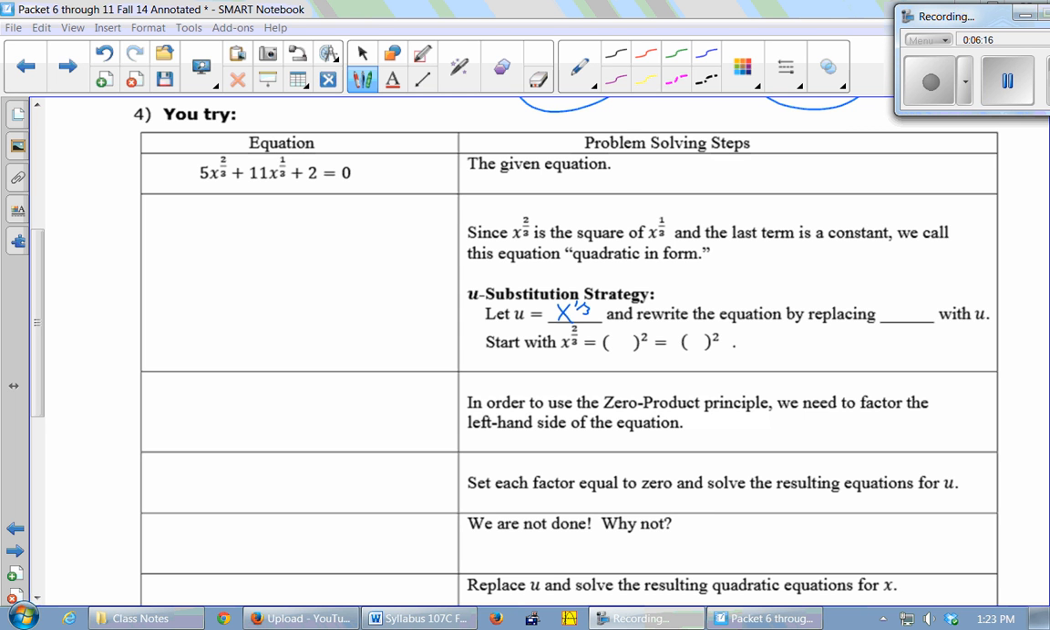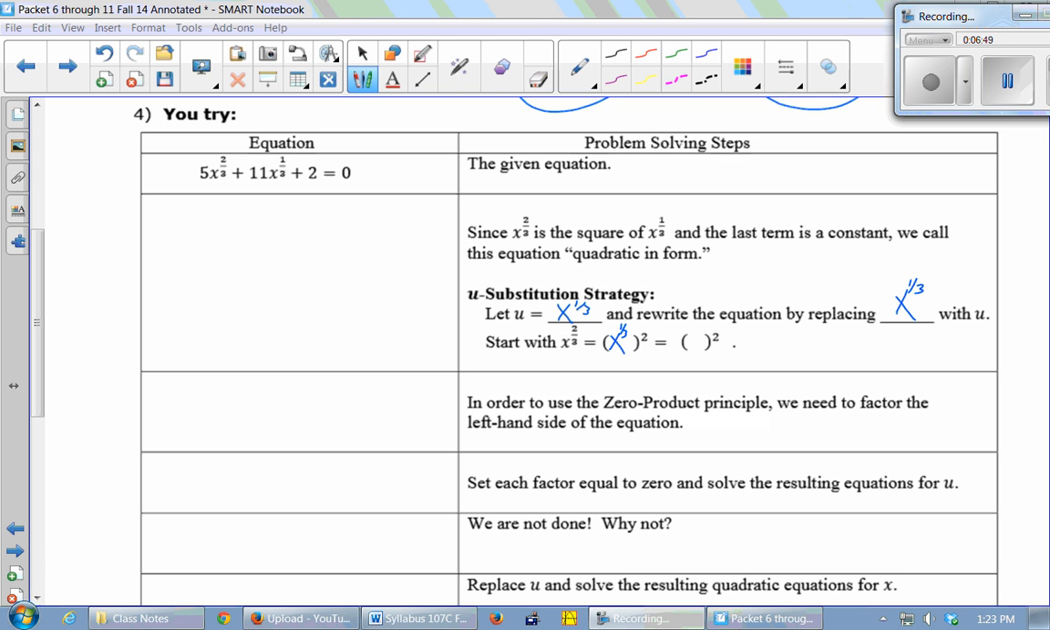And the whole purpose of doing that is that now, every time there's an x to the 1/3 in my equation, I can replace it with a u. So this is going to simplify things. So start with x to the 2/3. X to the 2/3 is the same thing as x to the 1/3 squared. Because when you raise a power to a power, what do you do with the two exponents? Multiply. Yeah. So if I have x to the 1/3 squared, 1/3 times 2 is actually 2/3.